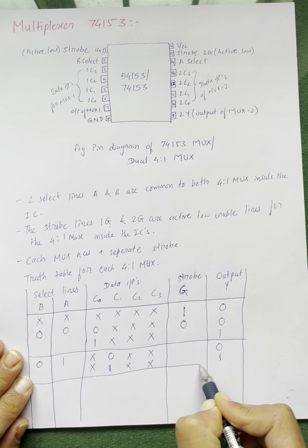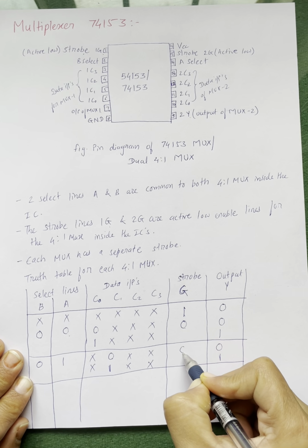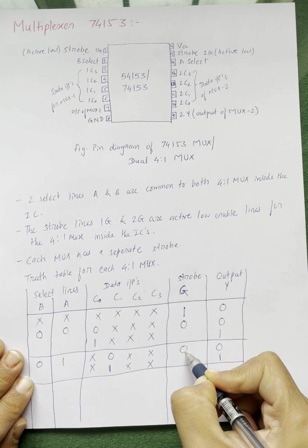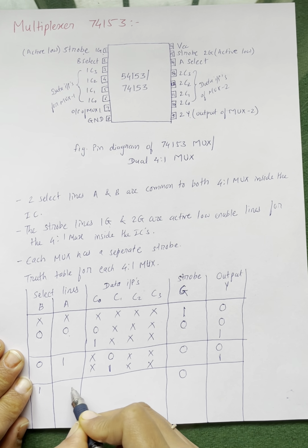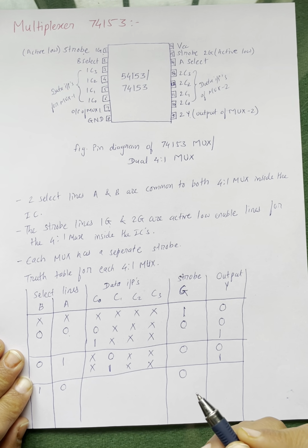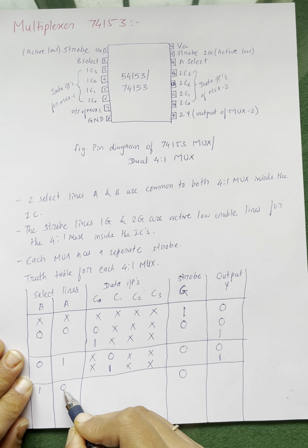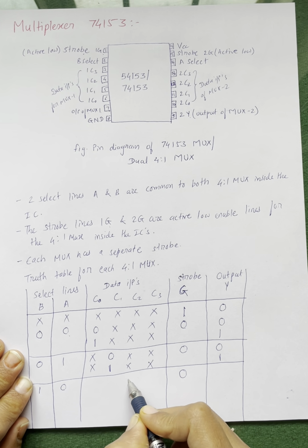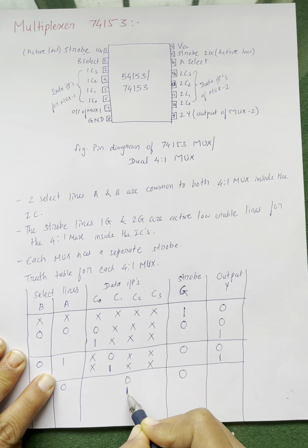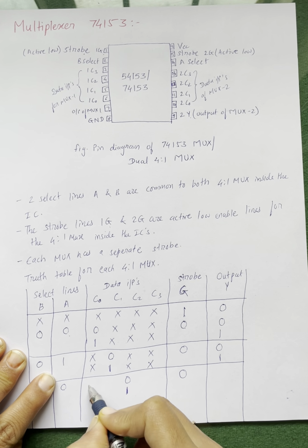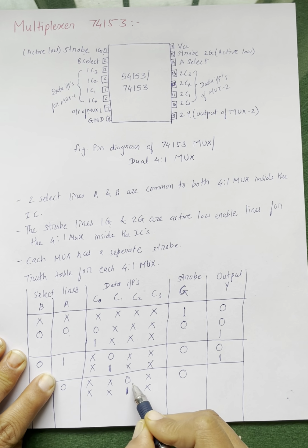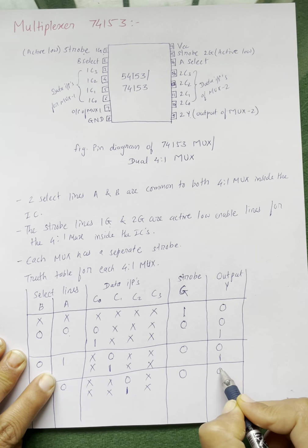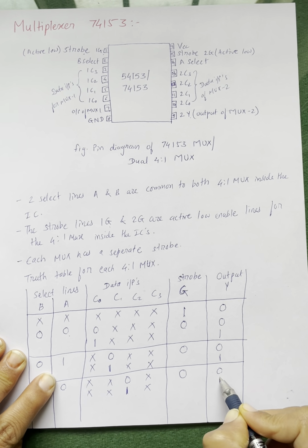Then the next condition: here again strobe should be 0 only. If it is 1, then it will not perform any operation, right? I'll just write here strobe as 0. And if I'm providing select lines as 1 0, then 1 0 means the binary representation of decimal 2, so C2 will be selected and the value of C2 will be displayed as the output. Other values do not matter, that's why I'm writing don't care. So if the value of C2 is 0, then our output will be 0. If it is 1, then your output is 1, right?